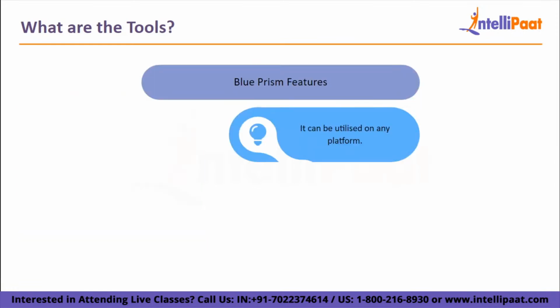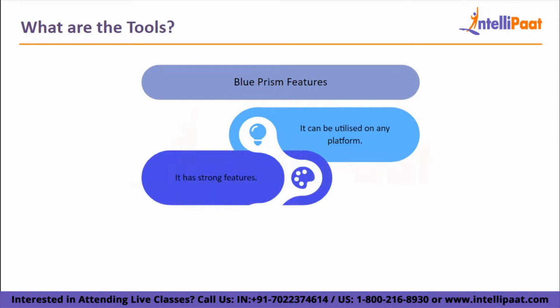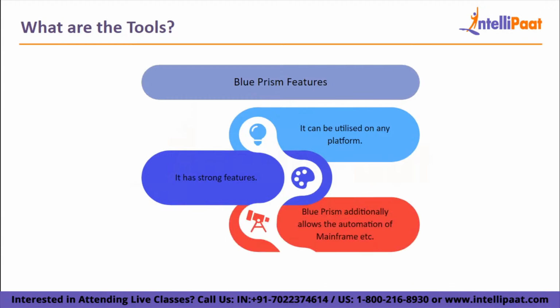Now, it can be utilized on any platform because it is platform independent. It has strong features including end to end audits, data encryption, and load balancing. Every modification is therefore audited. Blue Prism additionally allows the automation of mainframe, Java, Windows, and even web based application codes. Like Microsoft Azure and Amazon AWS, it supports all the main cloud computing infrastructure. Users may therefore centrally manage the majority of duties.